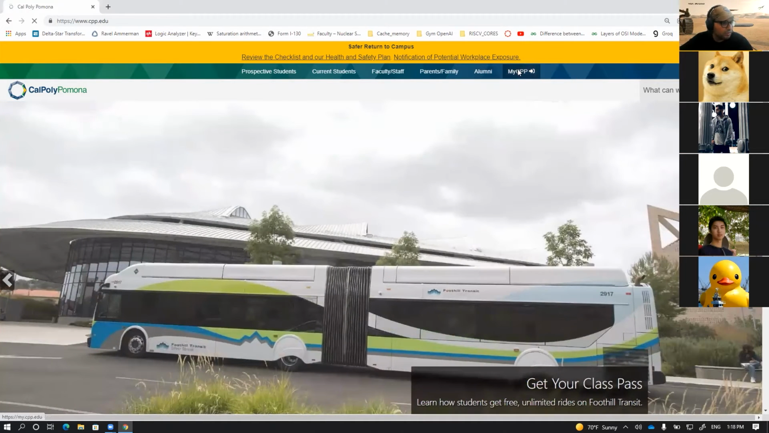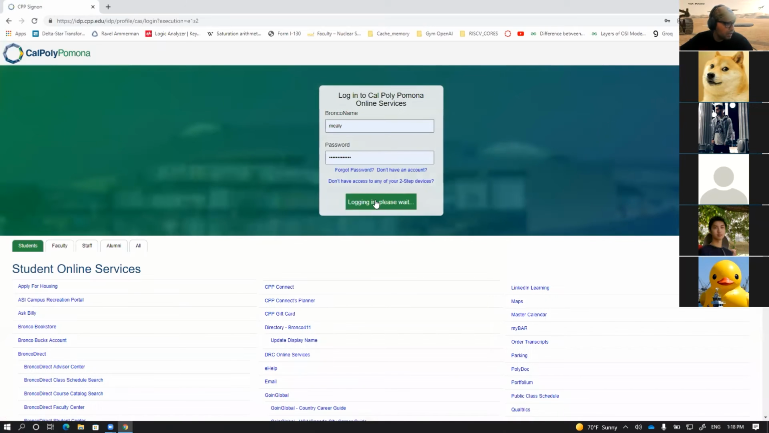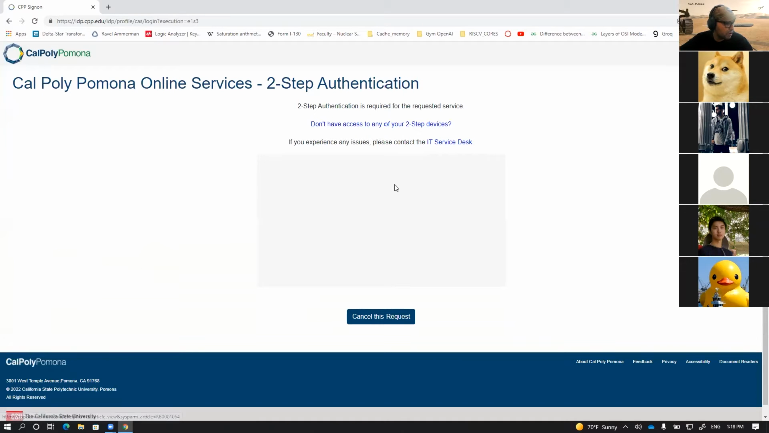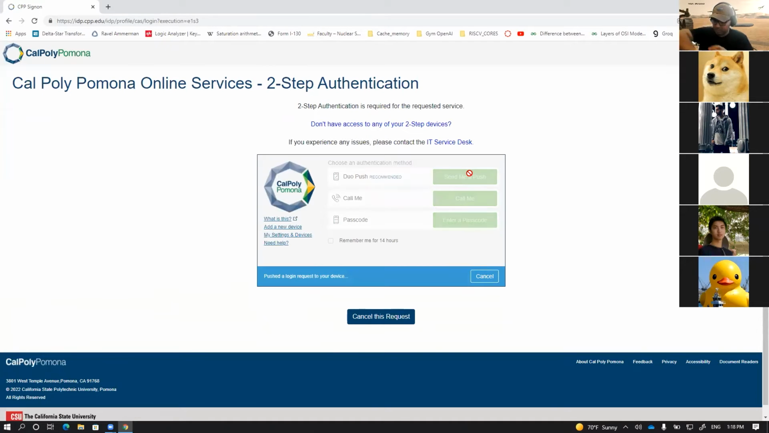So I'm going in here, my CPP. I'm accessing my computer. And then I'm sending the Duo. One second, sometimes it comes into my phone.